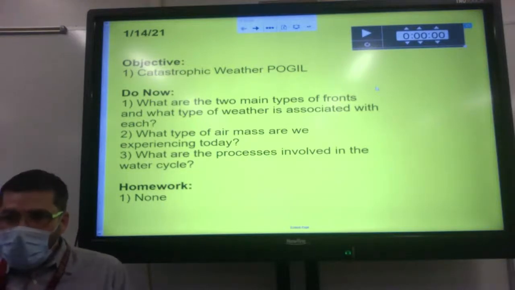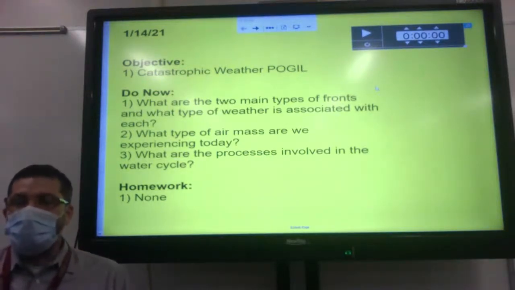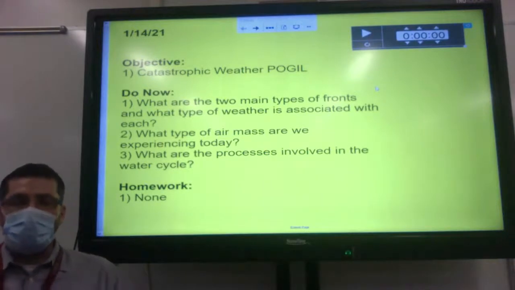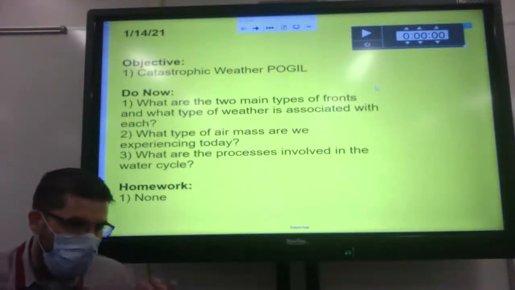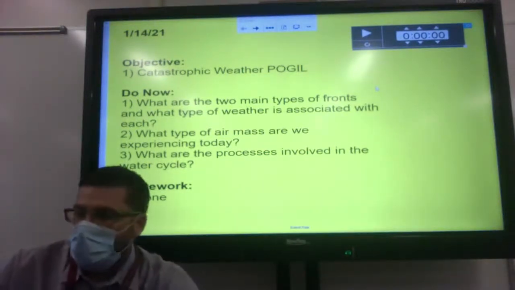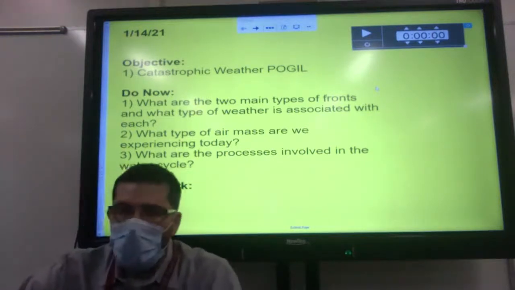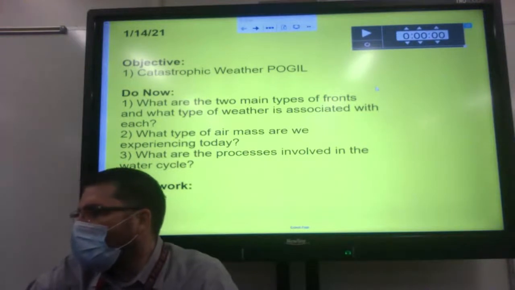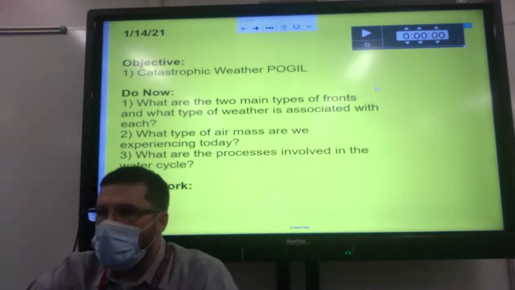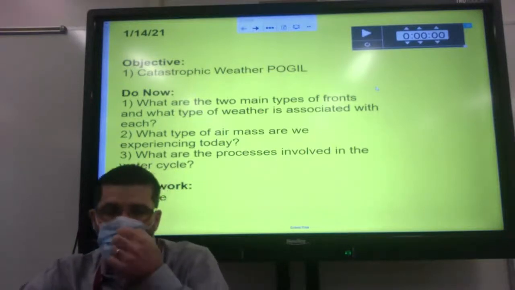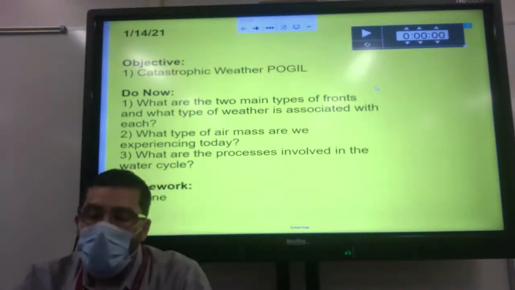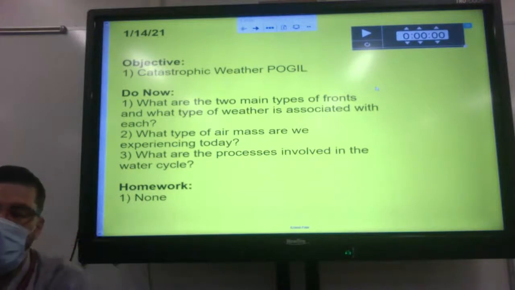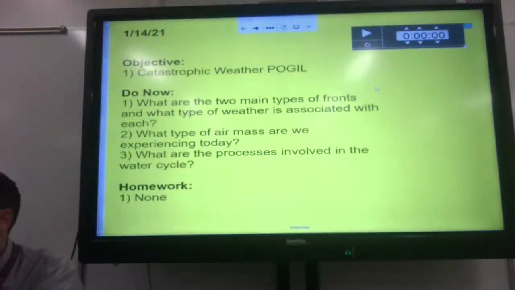Continental polar, excellent, because it is cold and dry. Continental means it formed over land, so if it formed over land, it has to be dry. Polar, meaning cold, good. And then the last and final question. We went over this yesterday. We talked about the processes involved in the water cycle, but not only that, this is a topic that you went over in 6th grade. So can somebody give me one process involved in the water cycle?